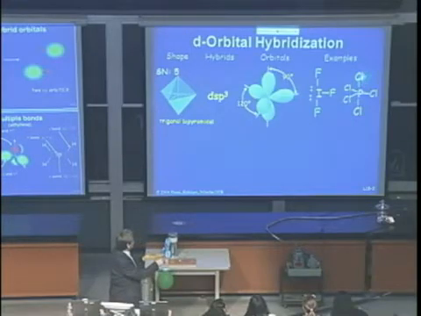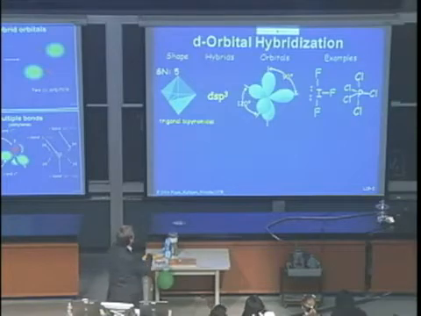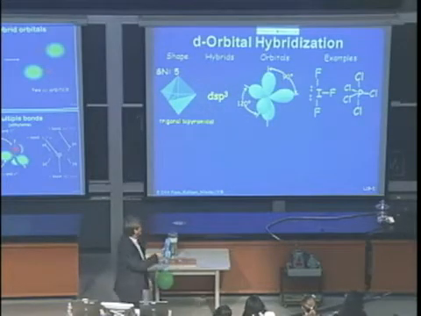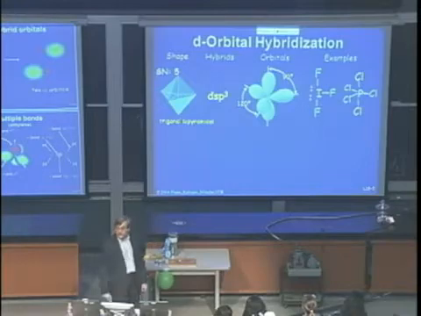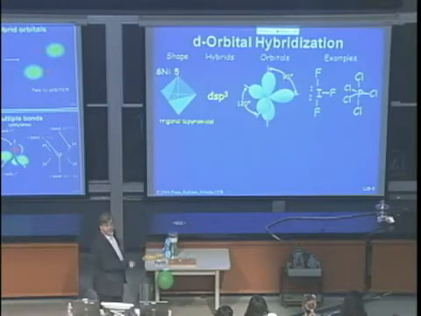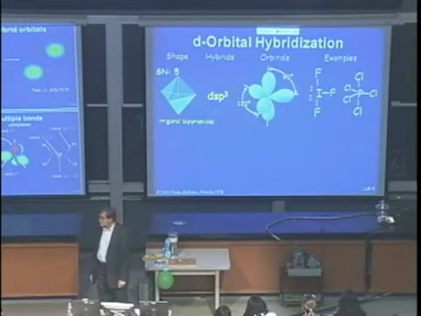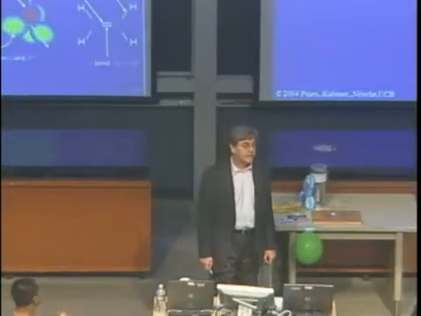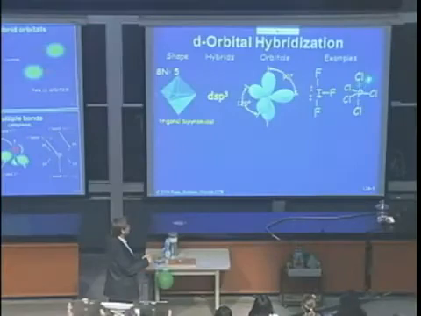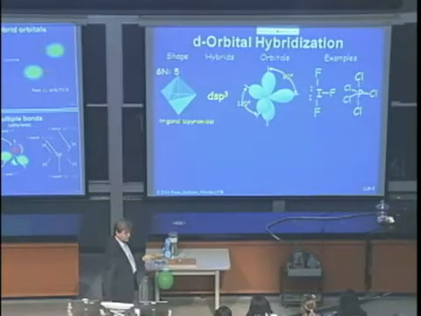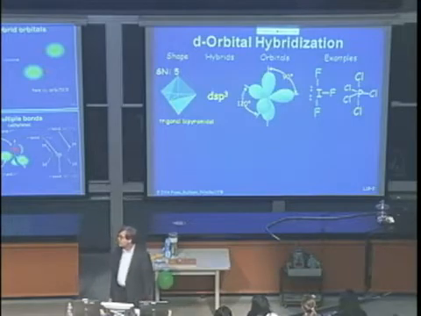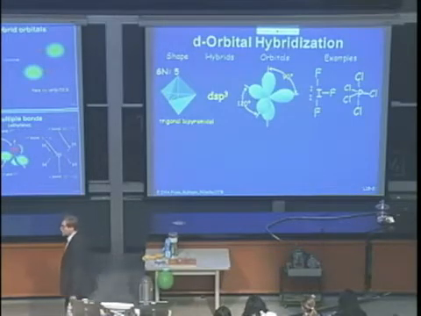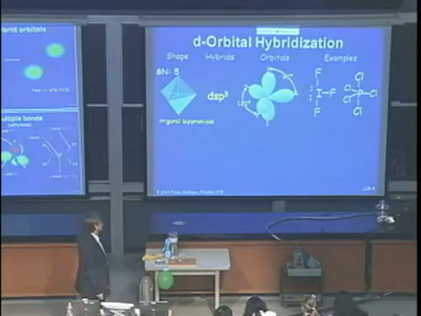I'm a little too fast. Phosphorus pentachloride would also be a dsp3 hybridization on the phosphorus. What do you think you have on the chlorine? What do you have on the chlorine? 1, 2, 3, 4. What hybridization would that be? sp3, exactly. That would be sp3, for example.